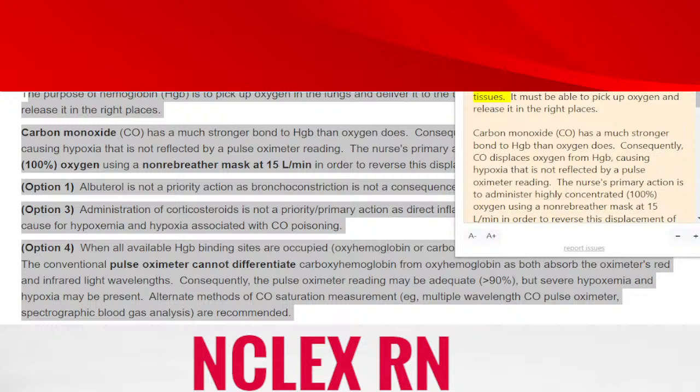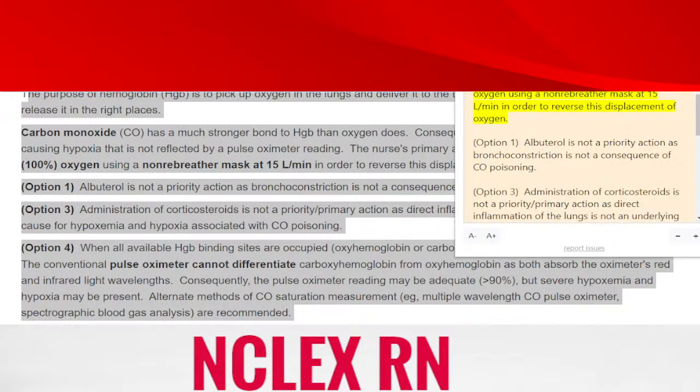The purpose of hemoglobin, HgB, is to pick up oxygen in the lungs and deliver it to the tissues. It must be able to pick up oxygen and release it in the right places. Carbon monoxide, CO, has a much stronger bond to HgB than oxygen does. Consequently, CO displaces oxygen from HgB, causing hypoxia that is not reflected by a pulse oximeter reading.